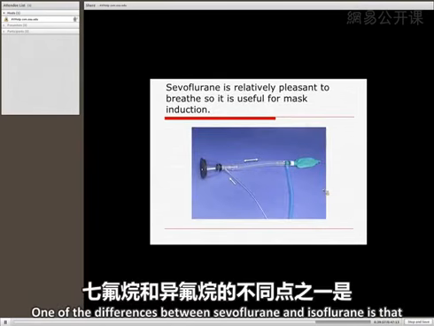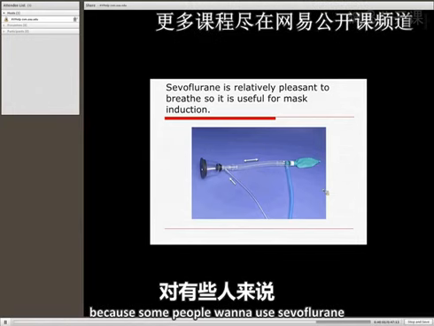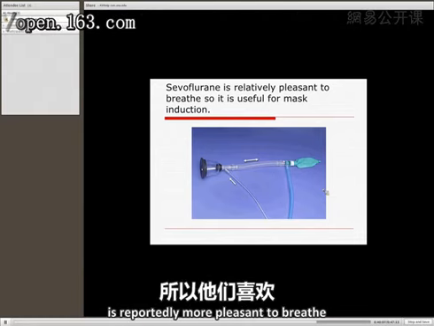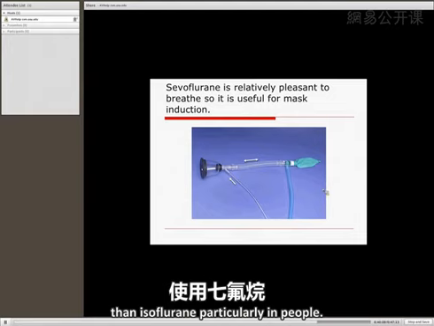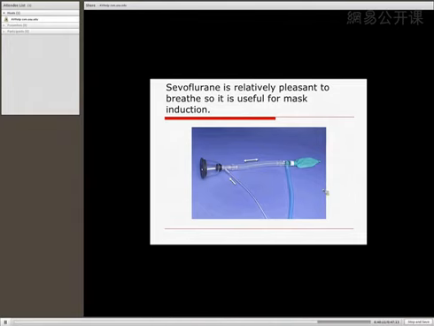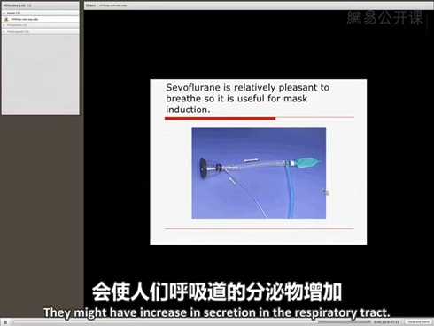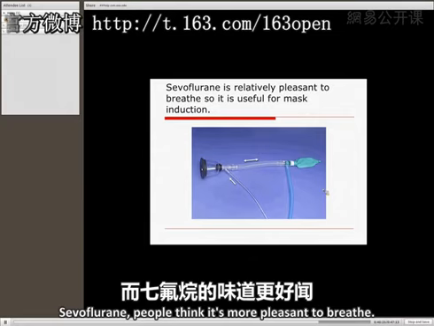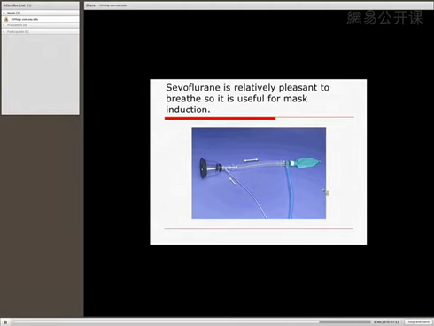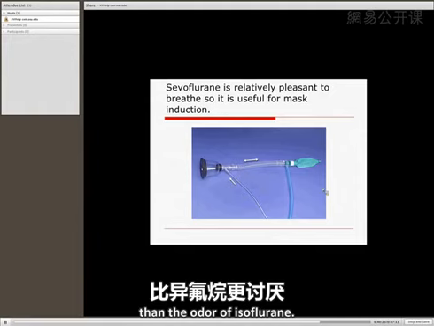One of the differences between sevoflurane and isoflurane that cause some people to want to use sevoflurane is that sevoflurane is reportedly more pleasant to breathe than isoflurane. Particularly in people, they cough with isoflurane, they might sneeze, they might have increases in secretions in the respiratory tract. Sevoflurane, people think it's more pleasant to breathe. To be honest with you, I think the odor of sevoflurane is more obnoxious than the odor of isoflurane, but I don't know if the animals have a personal preference.